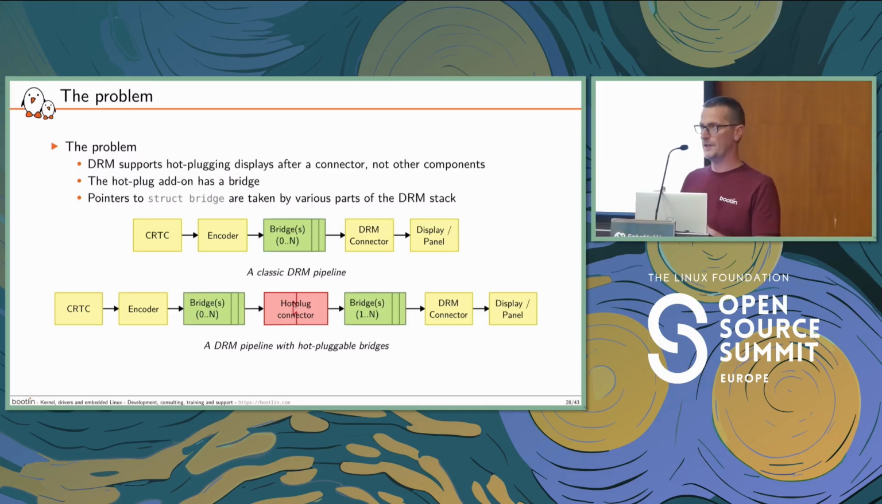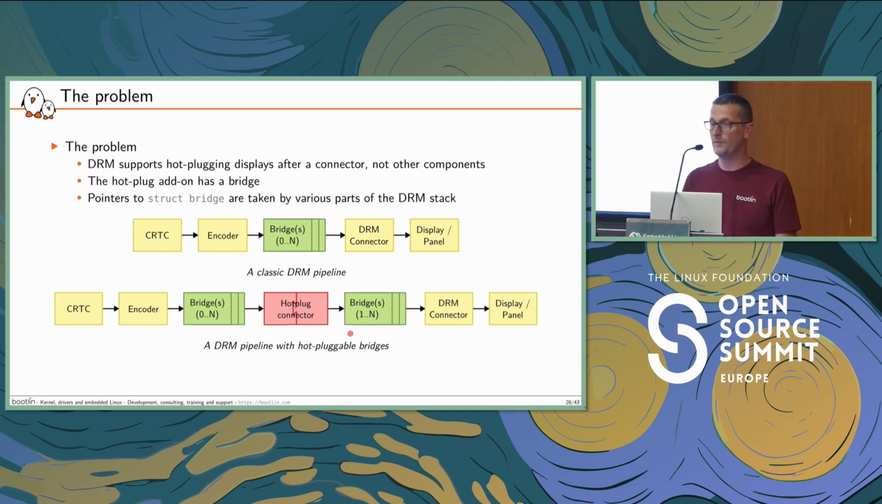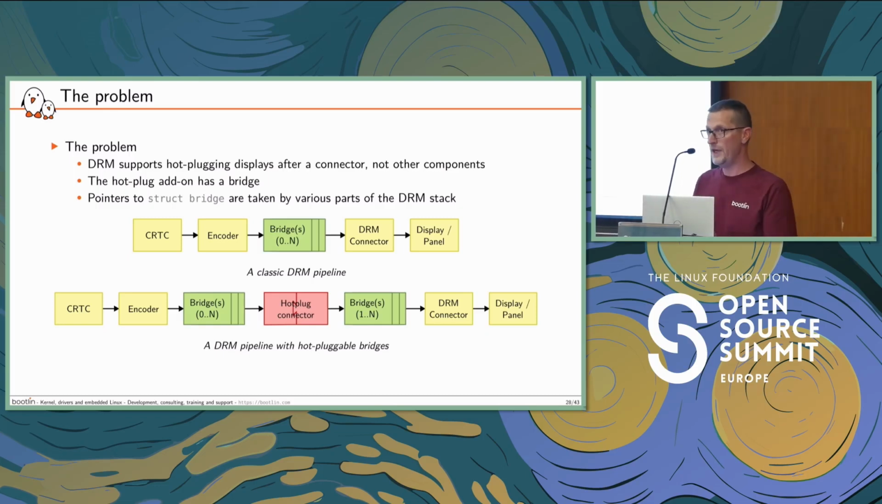It is a problem for our use case, because in our use case, we actually have one video bridge after the hot plug connector. So it's in the add-on. Basically, we have MIPI DSI going through the connector, which has fewer wires, and then there is a DSI to LVDS bridge, because the display panel is an LVDS. This is not possible with DRM currently.